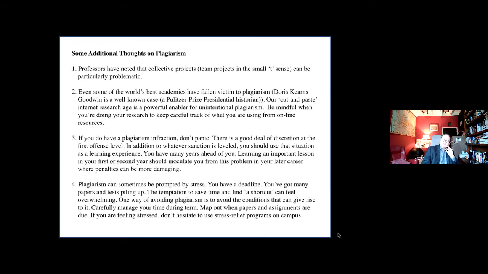The second one has to do with unintentional plagiarism, which I mentioned and Erin's mentioned as well. This can foul up lots of well-meaning scholars and students. And the example I give you in paragraph 2 there is Doris Kearns Goodwin. She's a Pulitzer Prize winning American historian. Most of her work has been on American presidents, Lincoln, FDR, and others. And so Pulitzer Prize, it doesn't get much better than that.